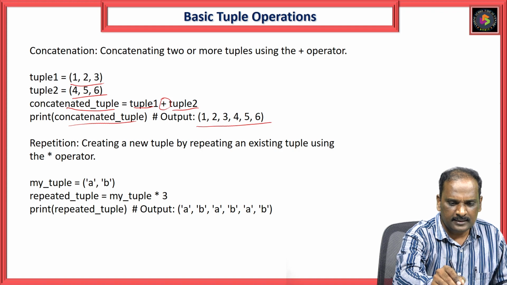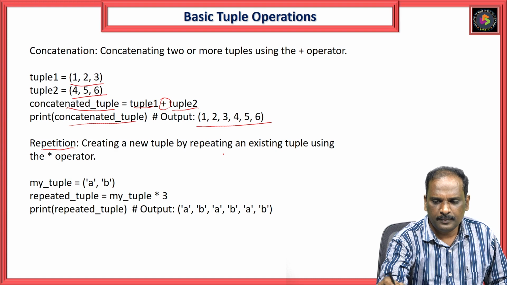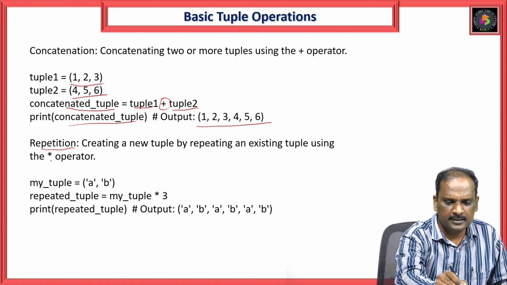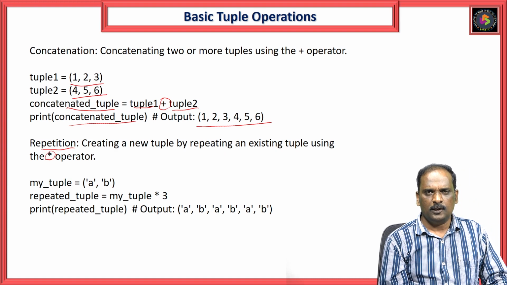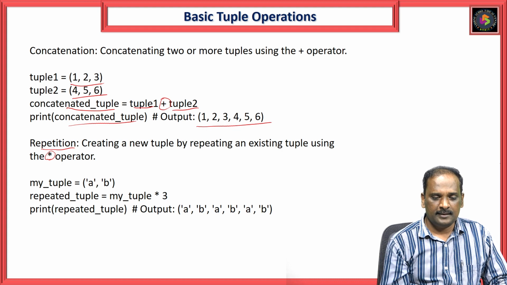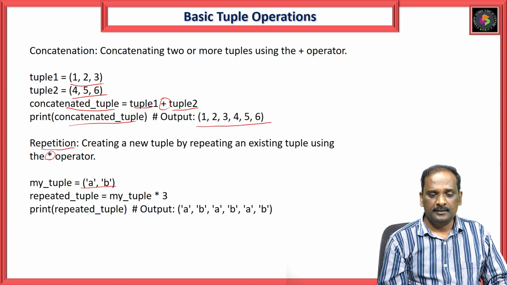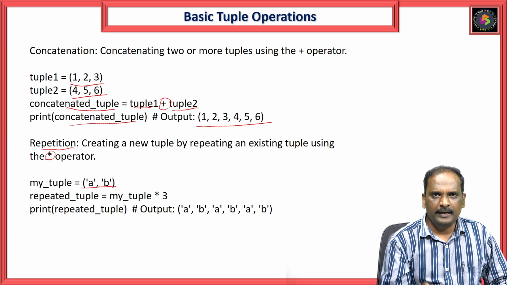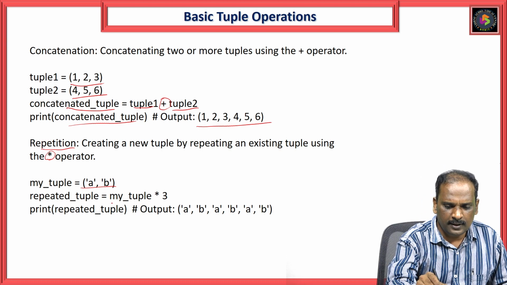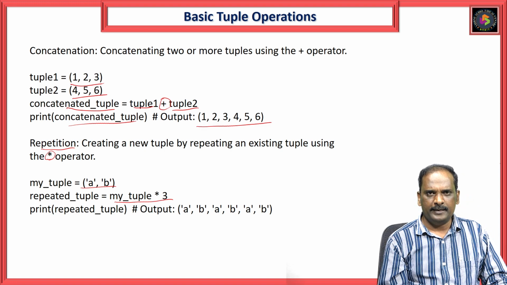One more operation, repetition: creating a new tuple by repeating an existing tuple using the star operator. Here we use the star operator to repeat the elements of the tuple. So here my tuple contains two elements, A and B. Now I want to repeat A and B 3 times. So here I am multiplying my tuple by 3 by using the star operator.